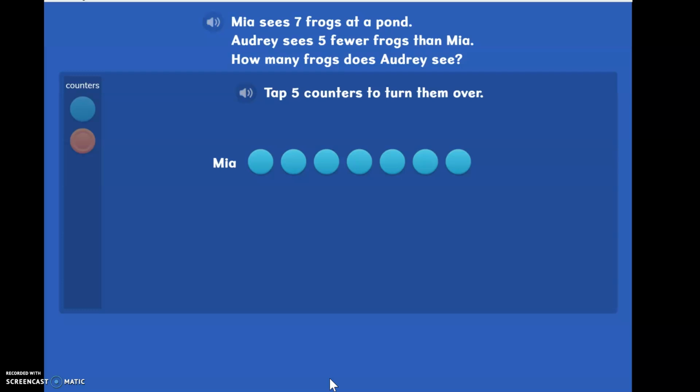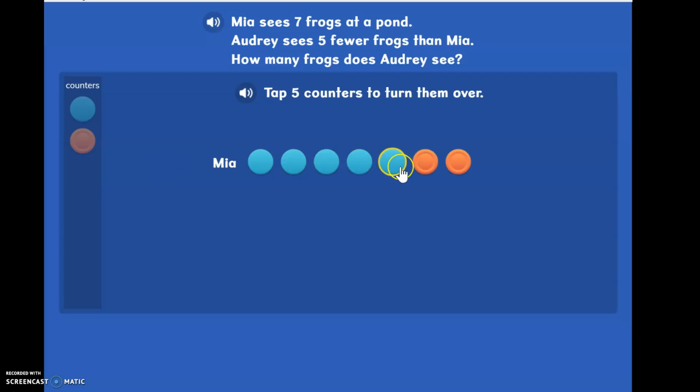Now, tap 5 counters to turn them over. It says Audrey sees 5 fewer frogs than Mia. It does not say Audrey sees 5 frogs. So it's very important that we pay attention to how the problem is worded. So we're going to be comparing. This might be pretty easy, and if you know the answer, you may not need to watch the video, okay? So we're gonna flip 5 of them over because that's 5 fewer frogs than Mia.